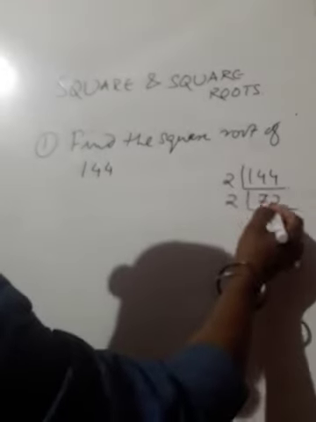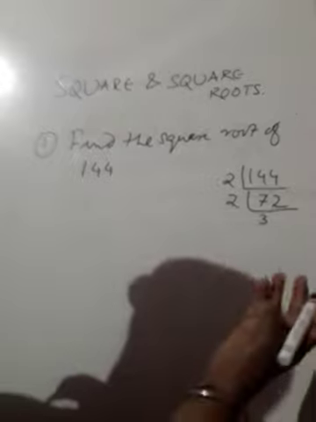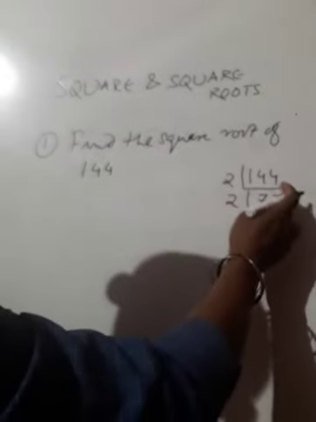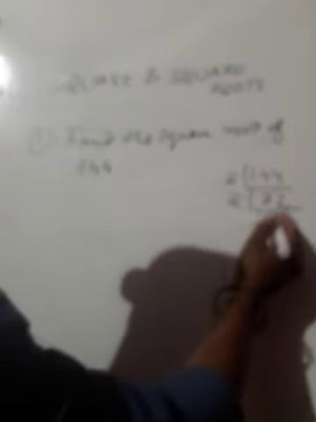If I divide 7 by 2, I get 3. 2 3s are 6. 7, 1 remains 1. 1 and this is 2, it becomes 12. 2 6s are 12.